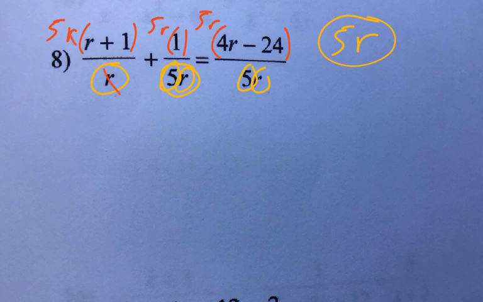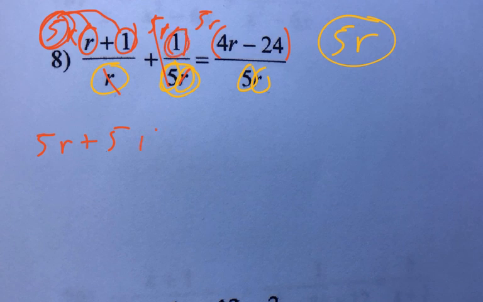Here, the r's cancel. I have 5. Now I got to distribute here. So I get 5r plus 5. Again, this is 5 times r times 1, right? Here, the 5 and the r's cancel out. I'm just left with 1. So plus 1 equals. Here, the 5r's cancel out. I'm left with 4r minus 24.